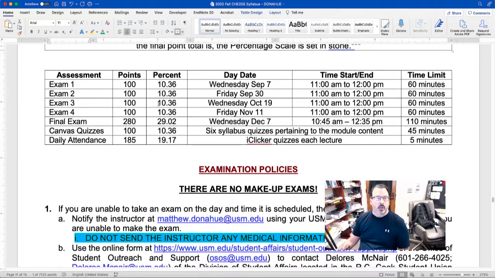As I said, you're going to earn those points through exams, your quizzes, and your daily attendance. There's the number of points. That's the percentage that those points contribute to your overall grade. The dates of the exams, the quizzes, and the syllabus quizzes and lecture quizzes, how much time you get for each. So that's 965 required points.